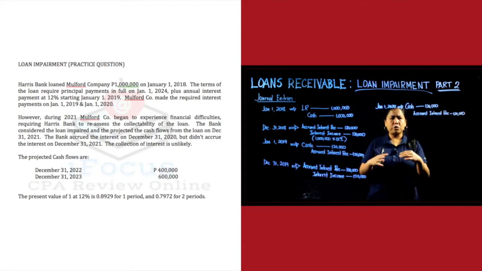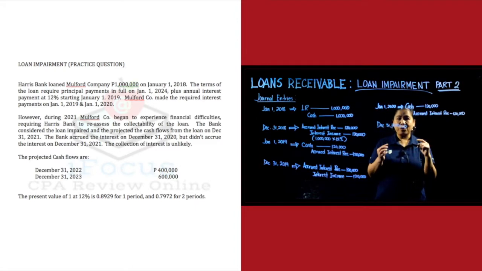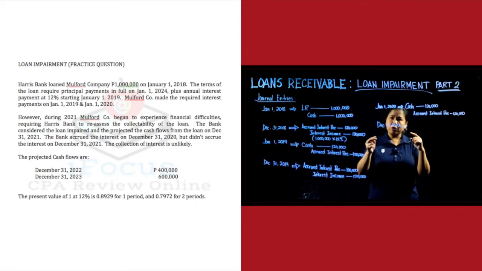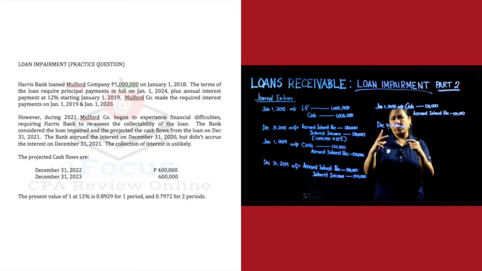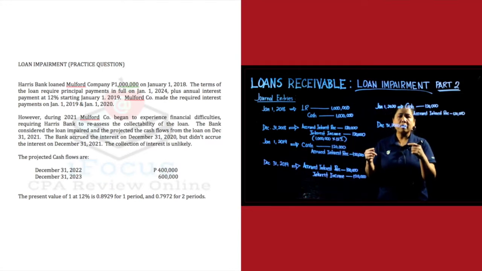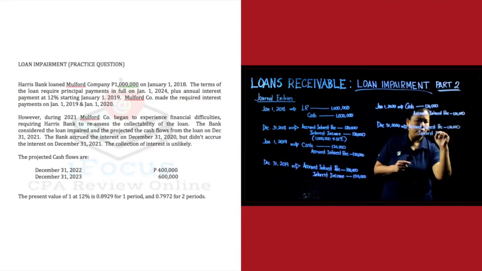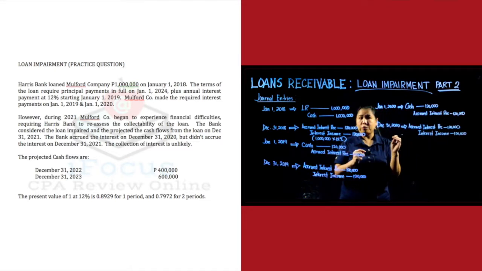Alright, then here comes December 31st of 2020. Mag-a-accrue ulit tayo ng na-earn ni bangko from January 1, 2020 up to December 31st of 2020. Meron ulit siyang na-earned na interest sa loans receivable na ito. So, we debit our accrued interest receivable and credit to interest income. So, meron tayong account na accrued interest receivable ng December 31st of 2020.